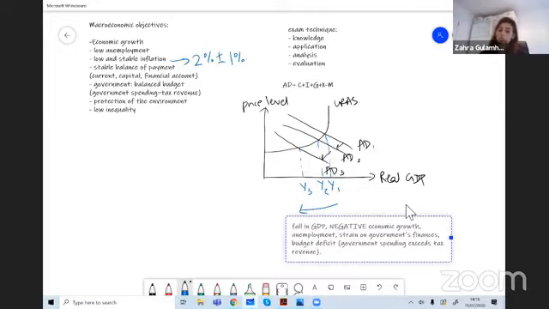The other problem we're also going to have because of this Y1 to Y2 to Y3 is that firms may shut down. Why? Because they're not making any money, right? So firms may be shut down due to less revenue or less profits. So that's again going to cause more unemployment.